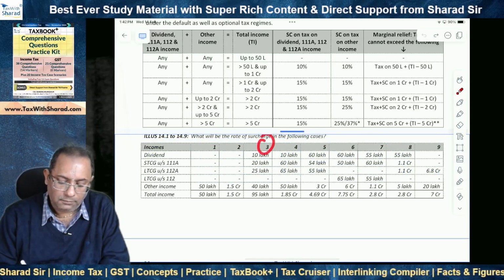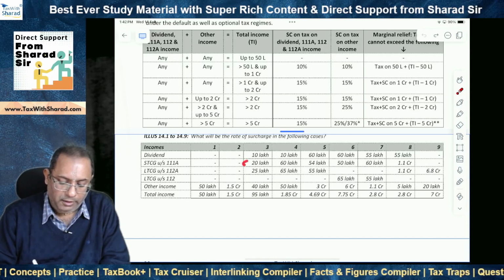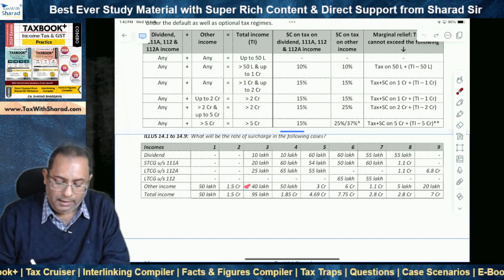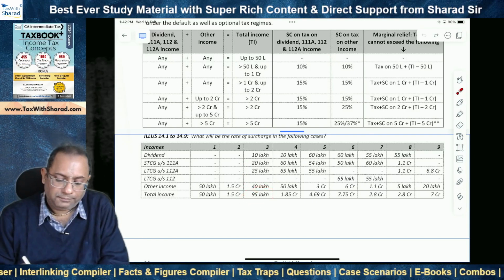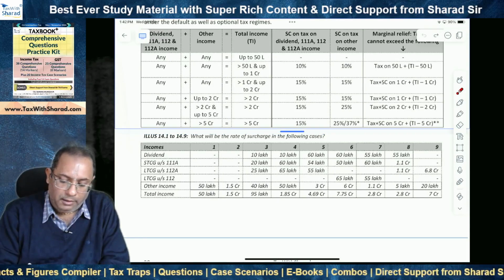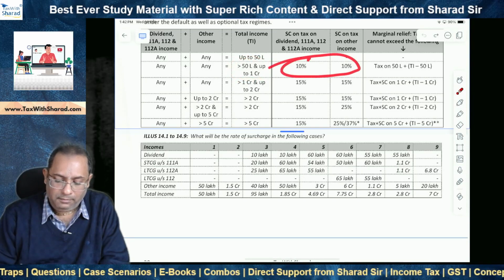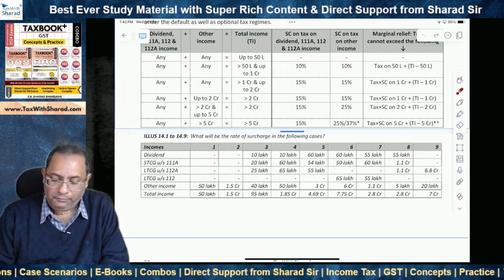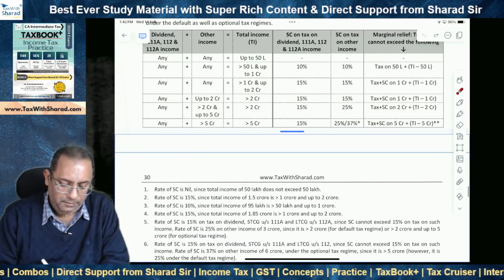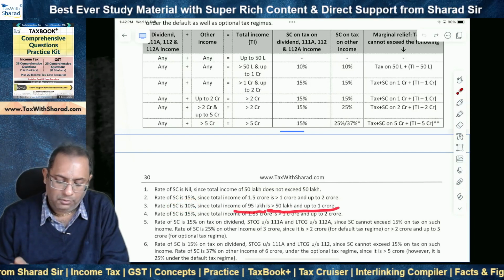Number 3. Dividend is 10 lakh. STCG under section 111A is 20 lakh. 112A LTCG is 25 lakh. The other income is 40 lakh, and consequently the total income is 95 lakh. Now the total income is 95 lakh. That means the total income is more than 50 lakh and up to 1 crore, and therefore the rate of surcharge is 10%, both in respect of tax on special income and the other income. So if we look at number 3, the rate of surcharge is 10% since total income of 95 lakh is more than 50 lakh and up to 1 crore.